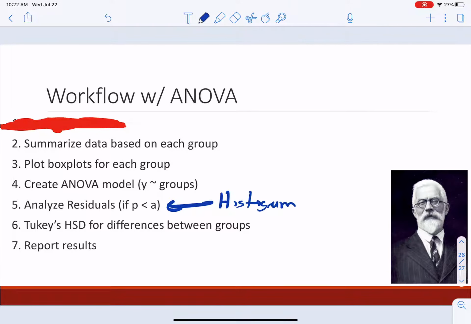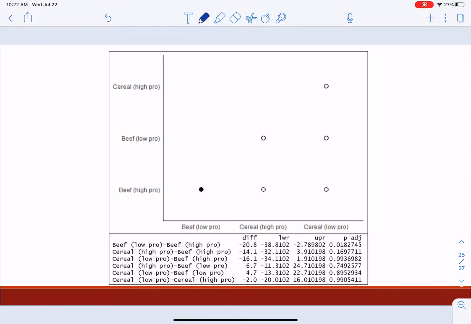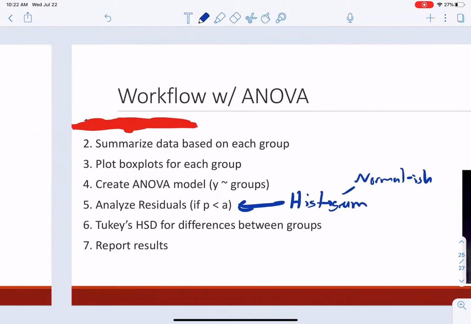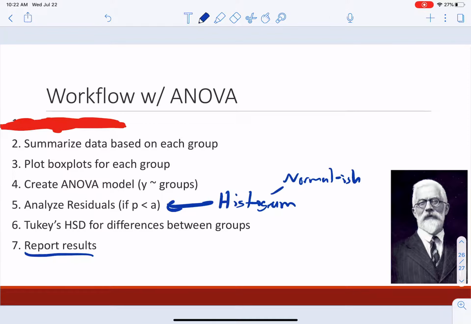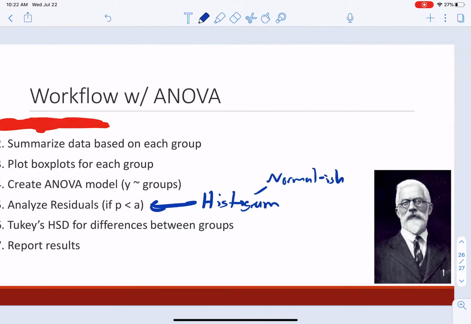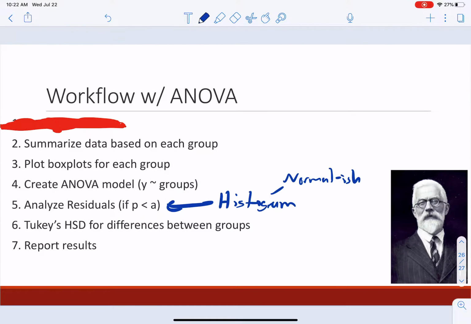Go look at that histogram. Look for a normal-ish distribution. If that's good, then you can go on to the next page of results and look for the actual statistically significant difference between the groups, which would be done here. And then after that, you can report your results. So if you need another one, I've got another example here in just a little bit. So I will see you there in a second.